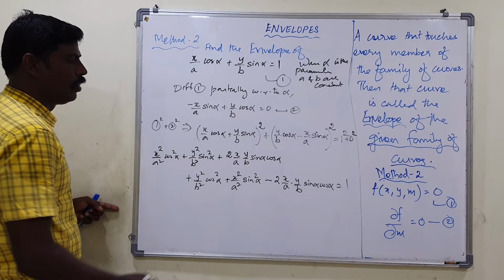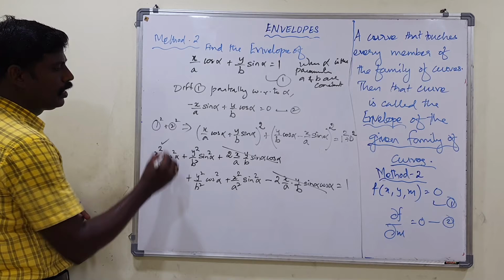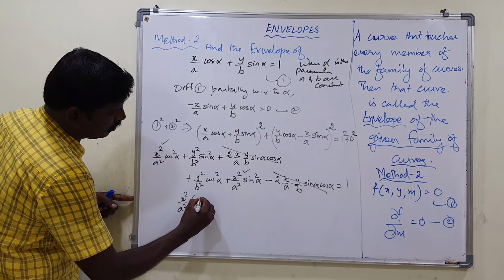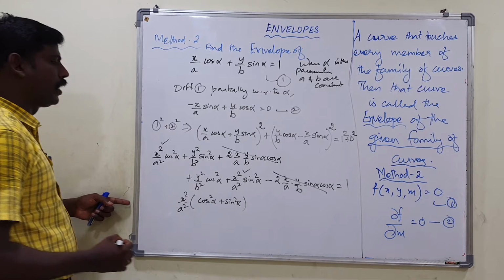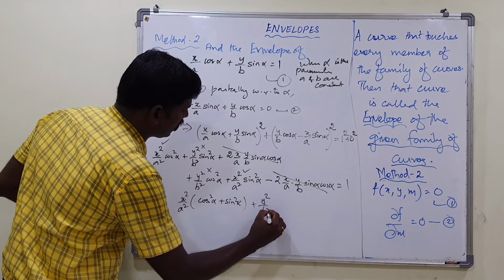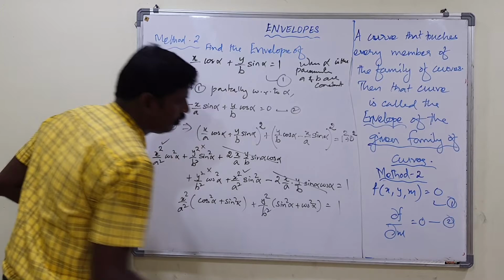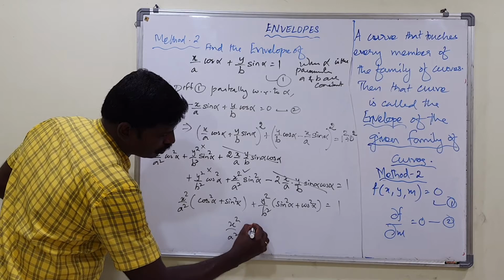We can strike out this positive term and this negative term. So what is remaining here? There are x square terms here and here also. Taking x square by a square as common from both of the two terms, cos square alpha plus sin square alpha is in the bracket. Similarly, in the remaining two terms you can take y square by b square as common, so sin square alpha plus cos square alpha is inside the bracket, right? So what is this value? It becomes 1, this also becomes 1. So the answer will be x square by a square plus y square by b square is equal to 1.